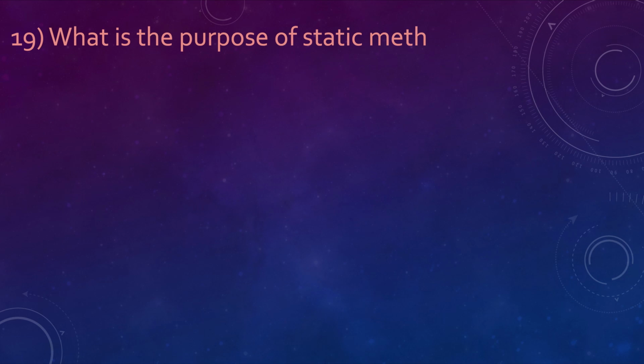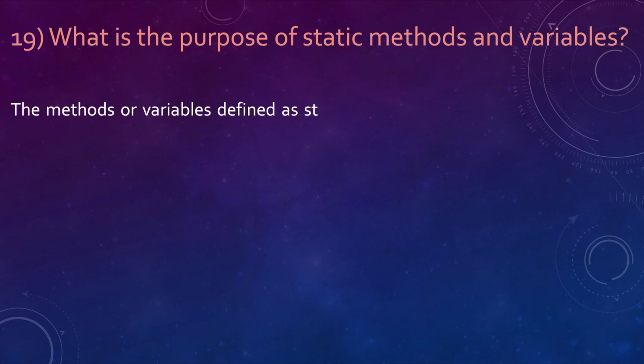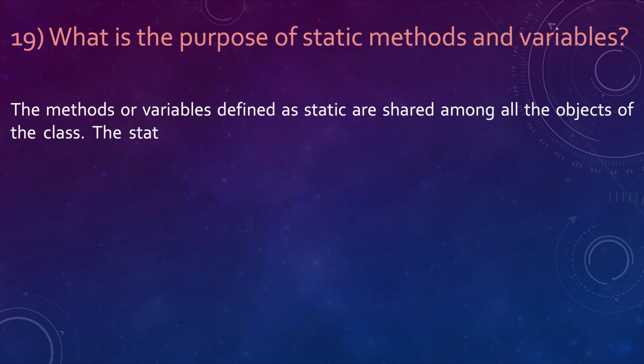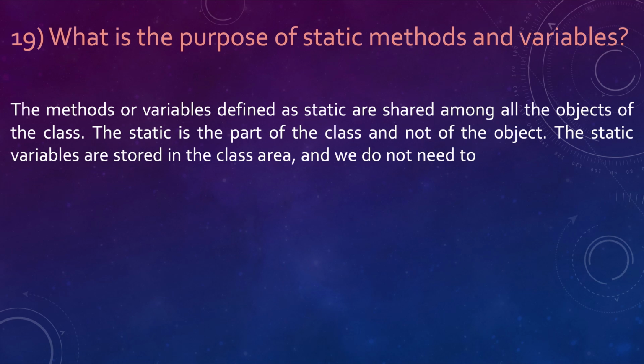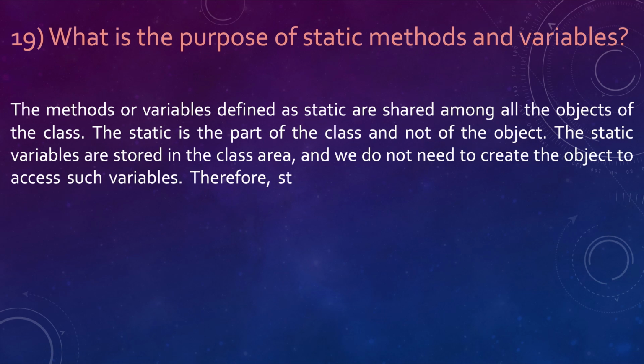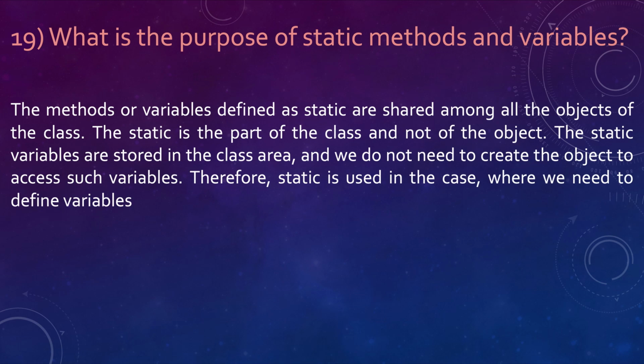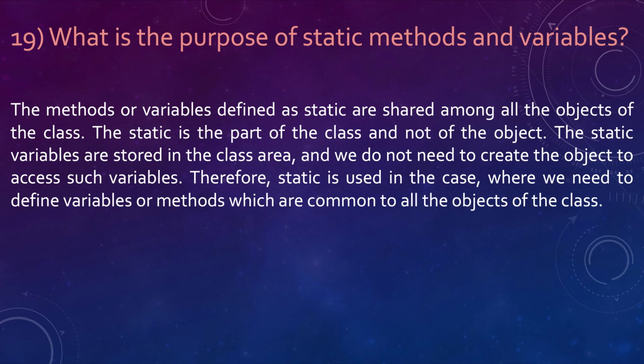What is the purpose of static methods and variables? The methods or variables defined as static are shared among all the objects of the class. The static is the part of the class and not of the object. The static variables are stored in the class area and we do not need to create the object to access such variables. Therefore, static is used in the case where we need to define variables or methods which are common to all the objects of the class.